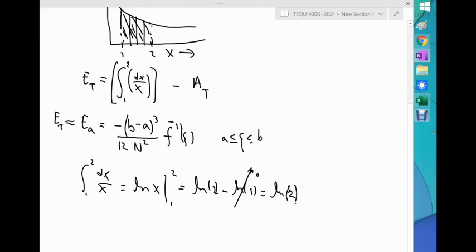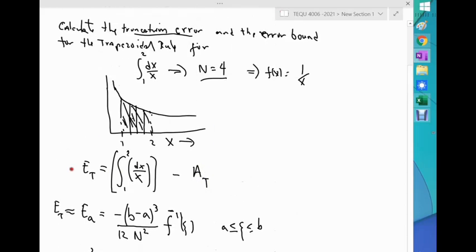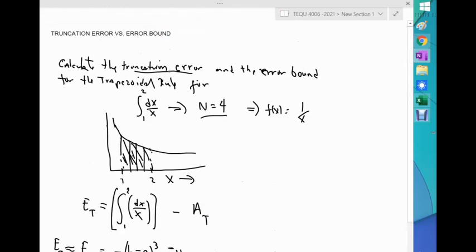Now, to get the truncation error, we need to get the actual value using the trapezoidal rule for n equal 4, because that's what we started the problem with. Calculate the truncation error and the error bound for the trapezoidal rule for this integral for n equal 4, where f of x here, as shown, is 1 over x.